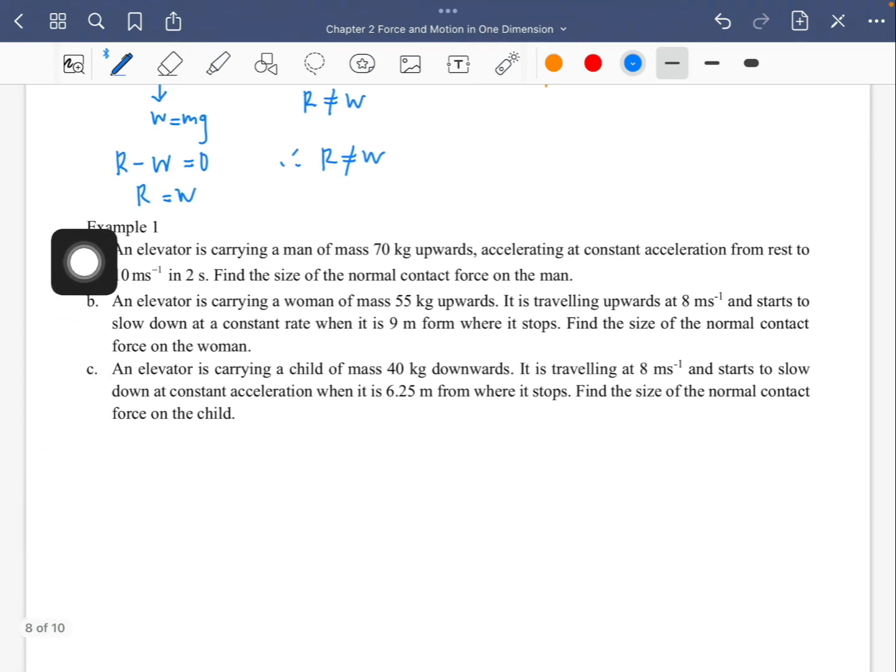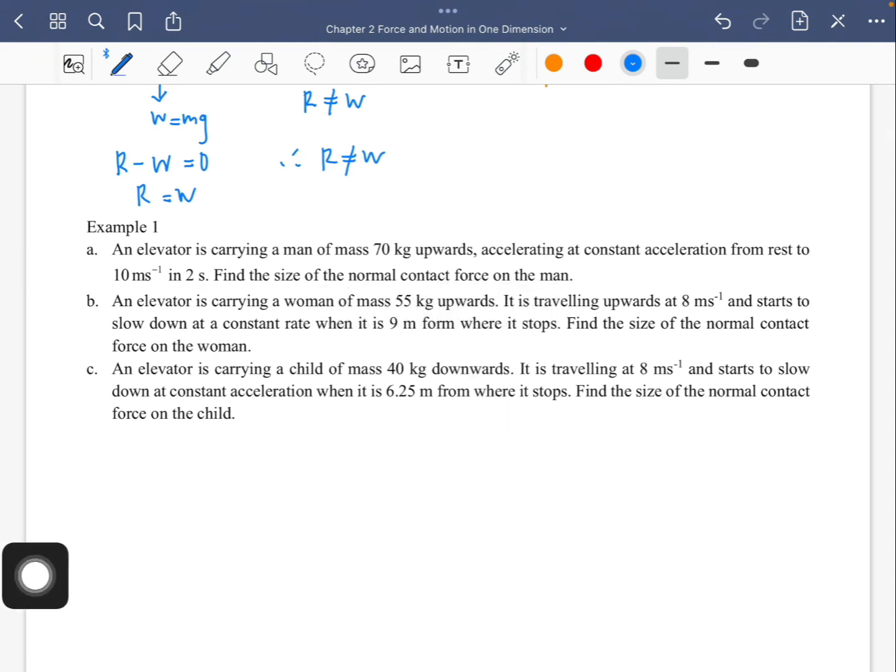So in example 1 we have 3 sub questions, so let's see some of the questions we have here. A, we have an elevator carrying a man of 70 kg upward, accelerating at a constant acceleration from rest to 10 meter per second in 2 seconds. Find the size of normal contact force on the man.